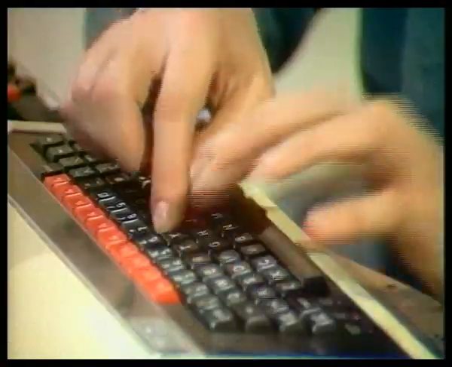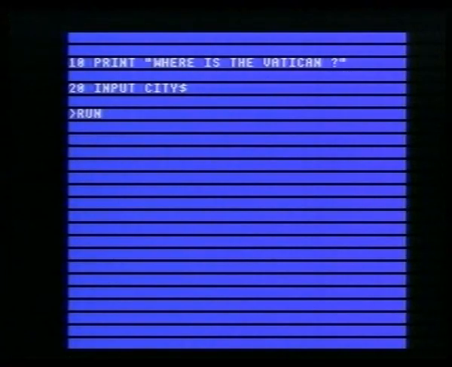Okay. So if we run that, we can get the computer to actually run through those two instructions and try it out. So you just type run. And return. So there it is. Where's the Vatican? And it gives you a little question mark saying, what are you going to put in? So it's expecting you now to put in a word.